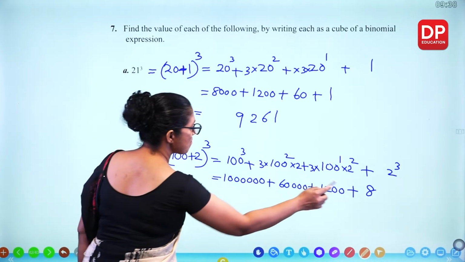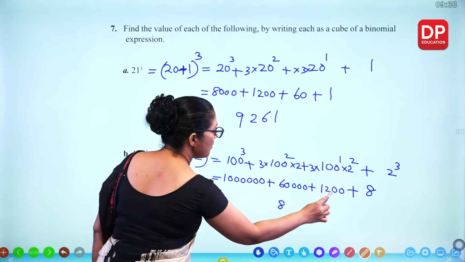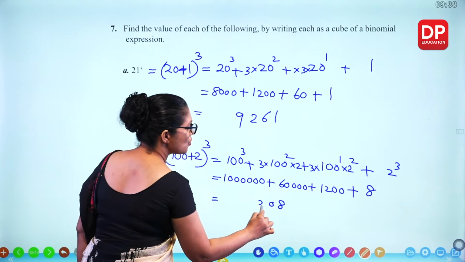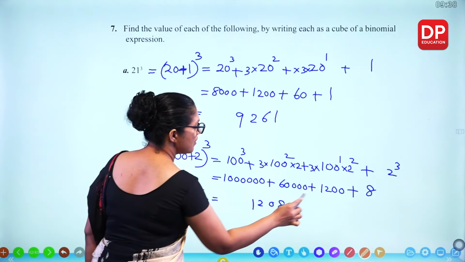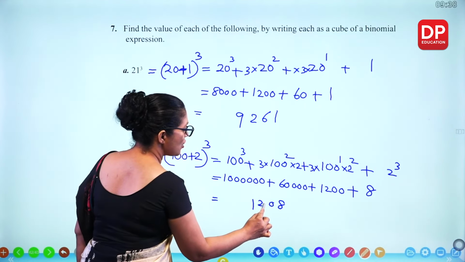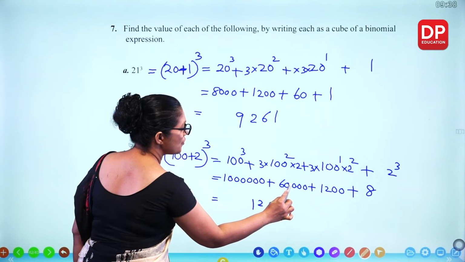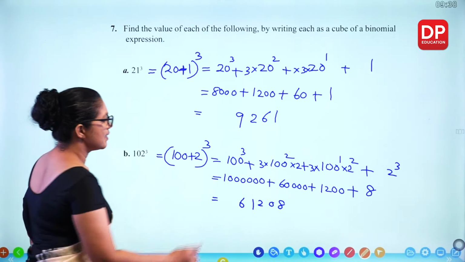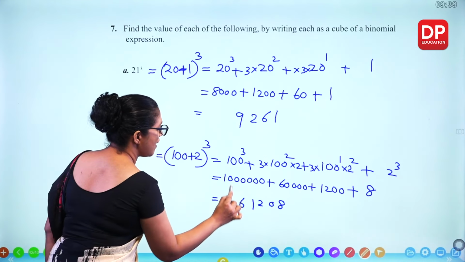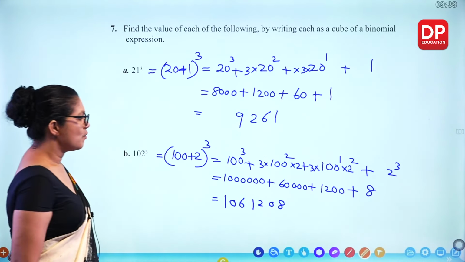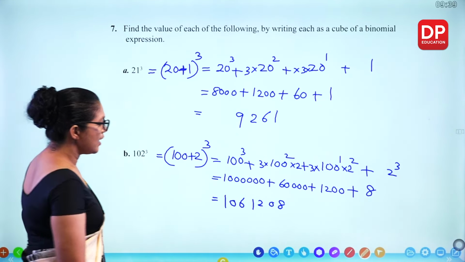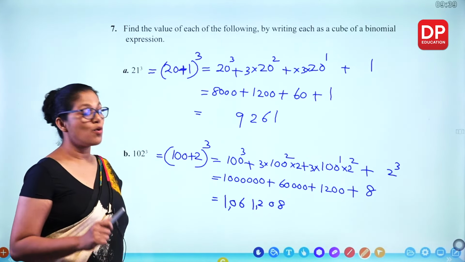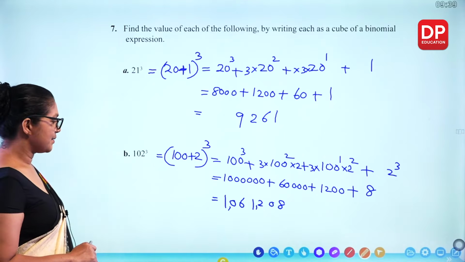You get 8 and then 0, you get 2, 1, and here 1, 2, 3, 4, 1, 2, 3, 4, 5, you get 6, 1, 2, 3, 4, 5, then 0 and 1. So what's this value? So what's the answer? You get 10,061,208.